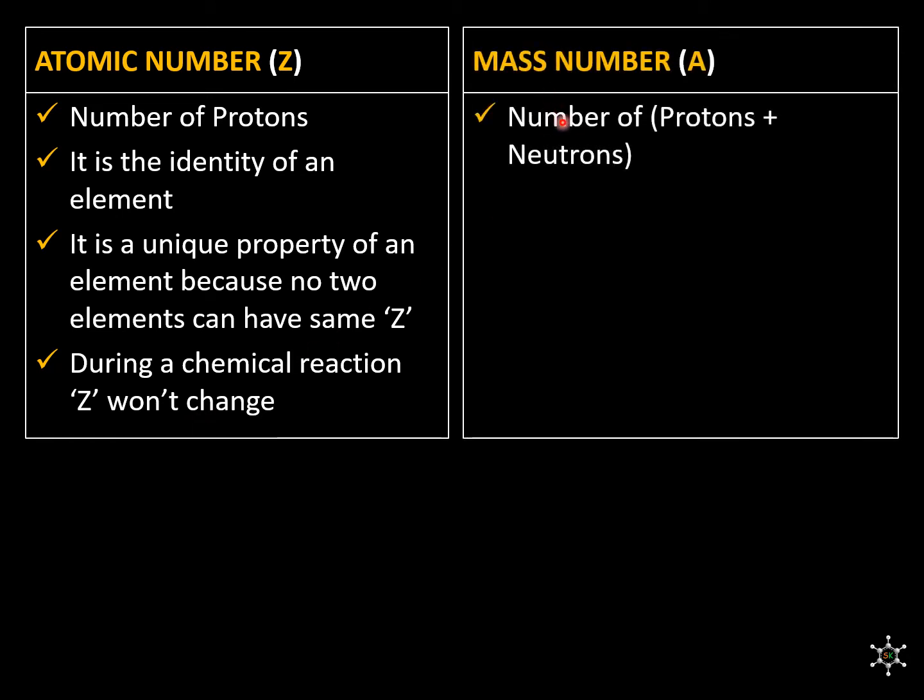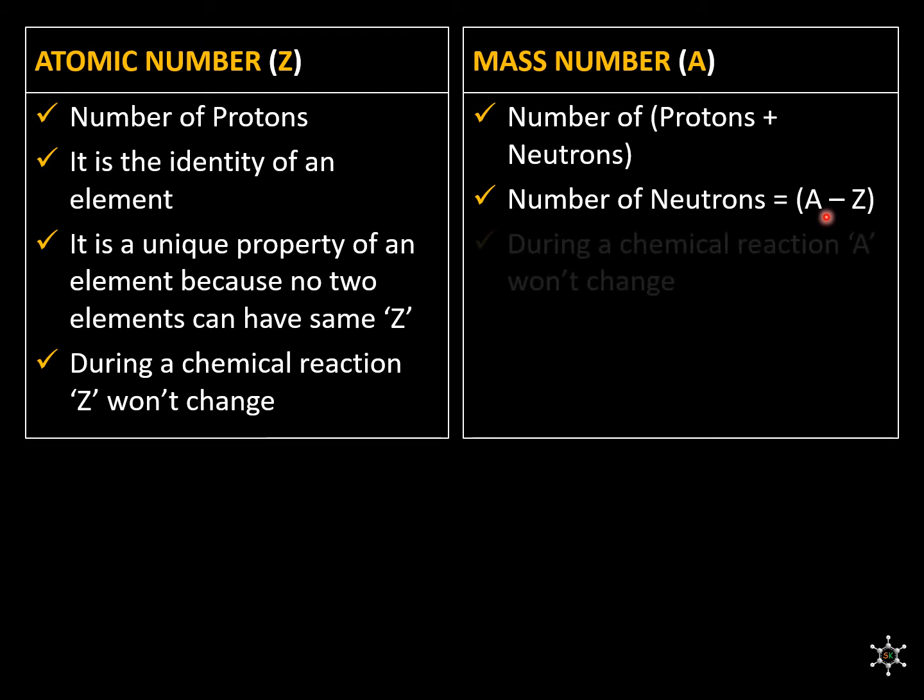Mass number means the number of protons plus the number of neutrons. The letter to represent mass number is A. If we want to find out the number of neutrons, then we just have to do A minus Z. That is, the number of protons plus the number of neutrons minus the number of protons gives us the number of neutrons. During a chemical reaction, mass number won't change. Again, for the same reason, in a chemical reaction, we only disturb electrons and not the protons and neutrons present inside the nucleus.